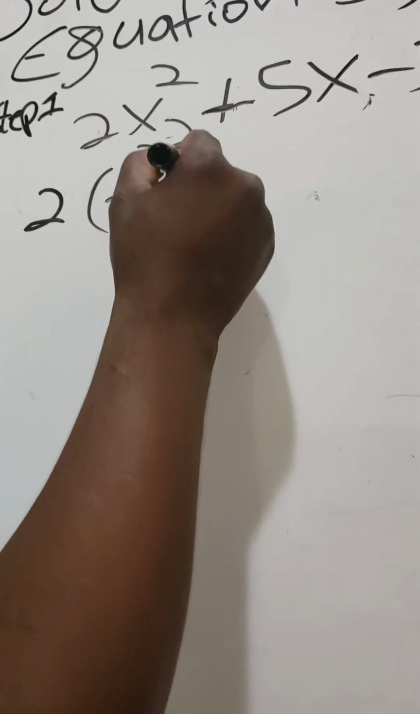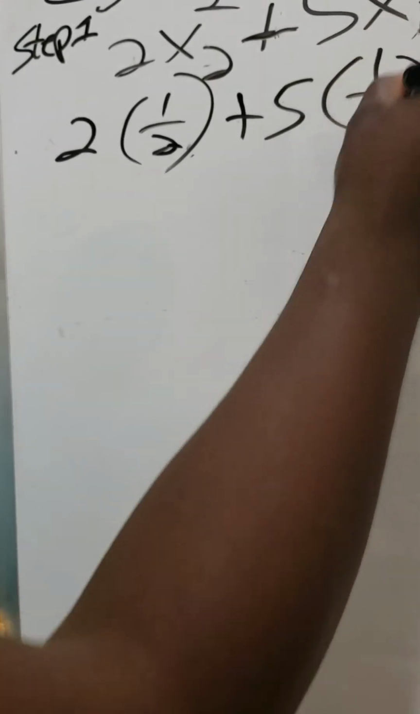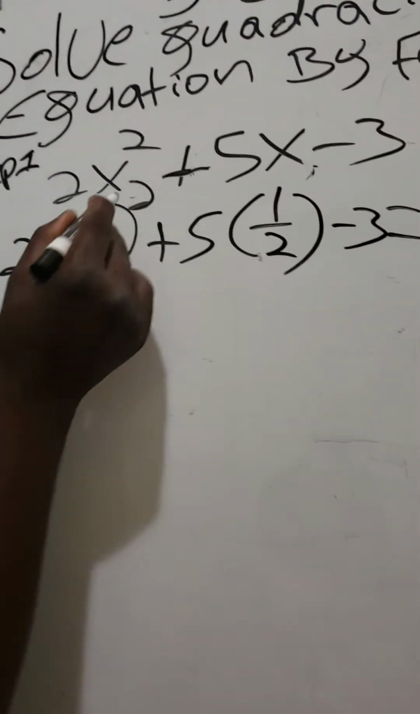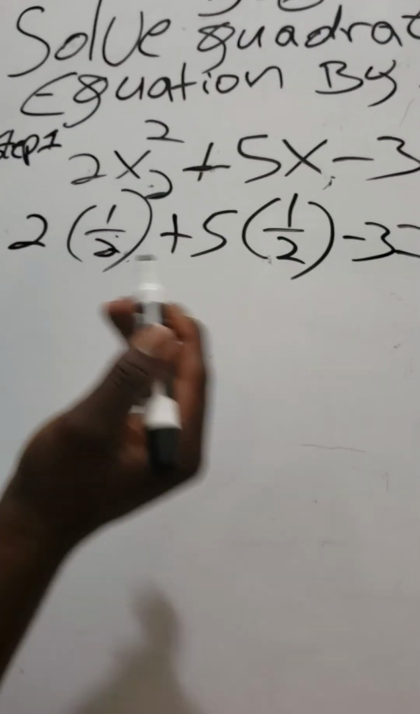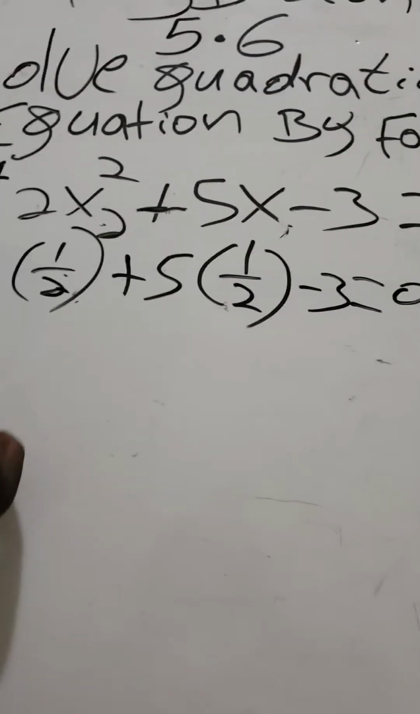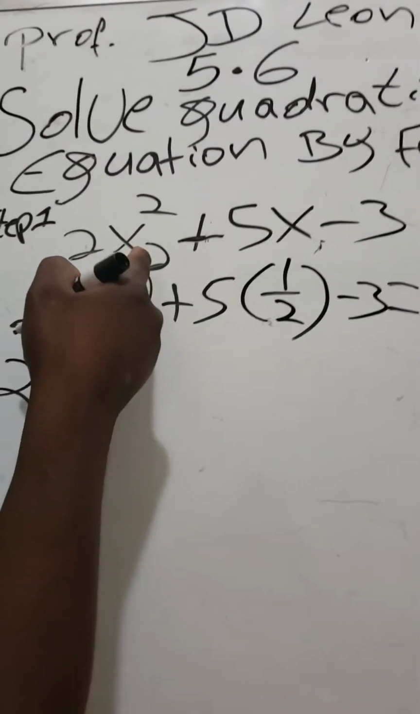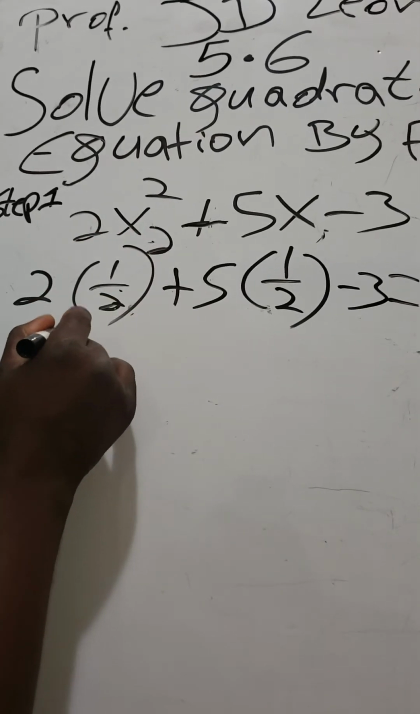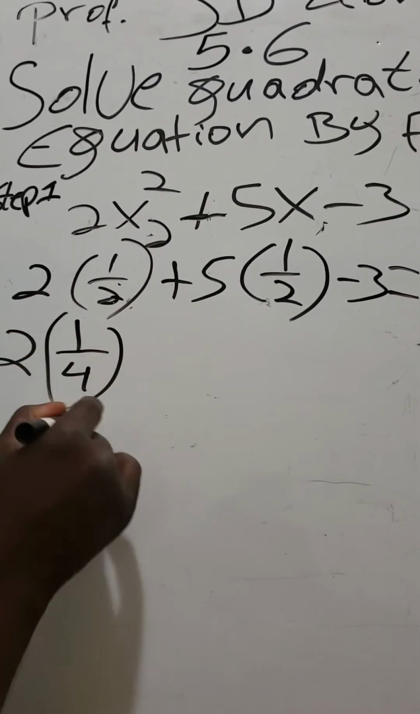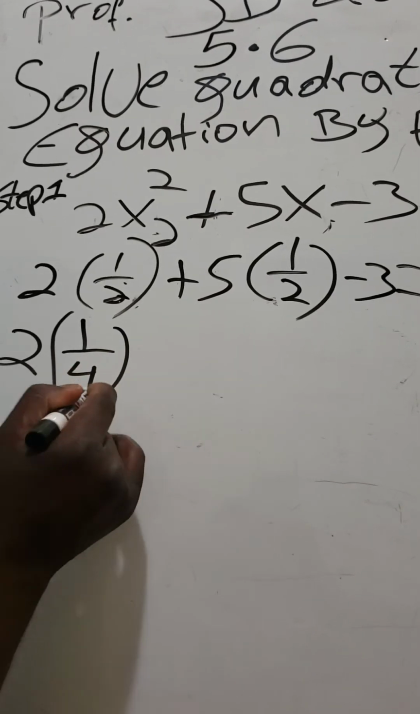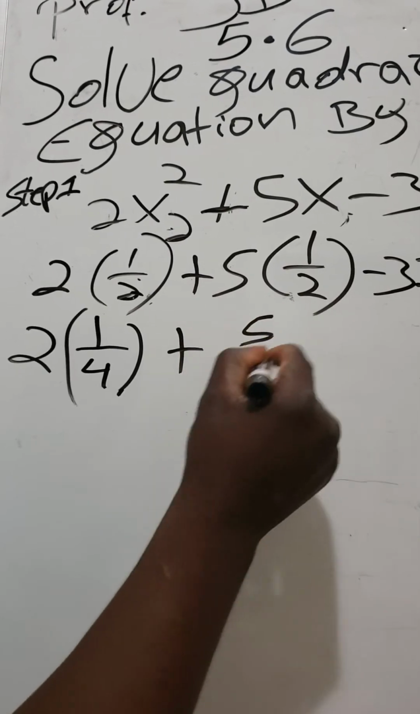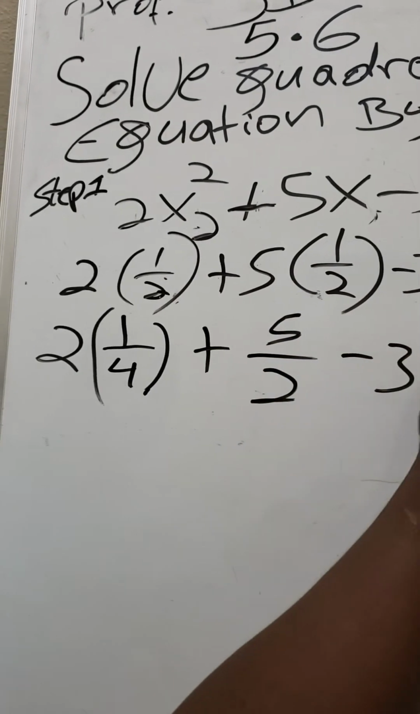plus 5 times 1/2, minus 3 is equal to 0. Then you have to square this first using PEMDAS, order of operations. So 1 times 1 is still 1, and 2 times 2 is 4. So you square that first, and it becomes 1/4. Then 2 times 1/4, plus 5 times 1 is still 5 over 2, minus 3 equals 0.